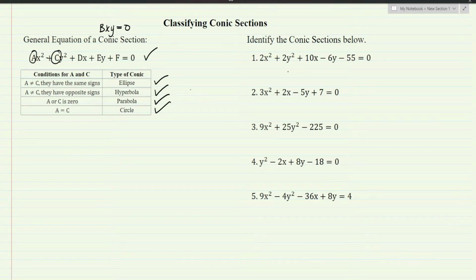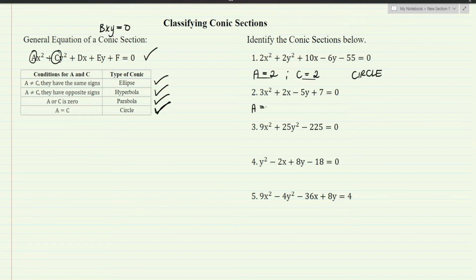Let's now apply these conditions to the following conic sections. For number 1, coefficient A would be equal to 2 since it is the coefficient of x squared. For C, that would also be equal to 2 since it is the coefficient of y squared. Since A and C are equal, it satisfies this condition. So it means this conic section is a circle.